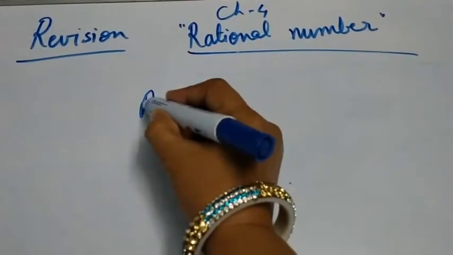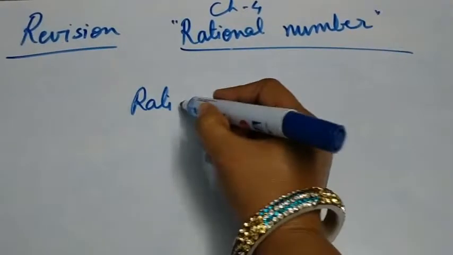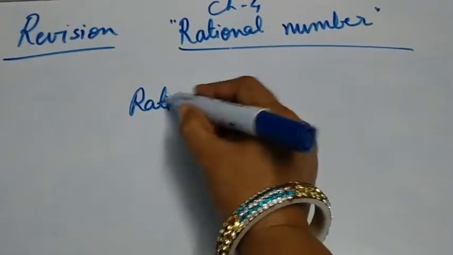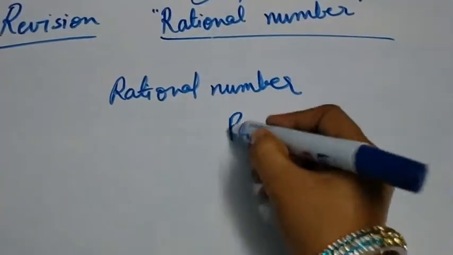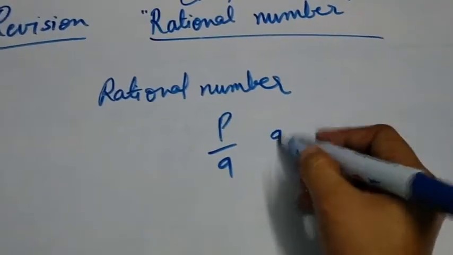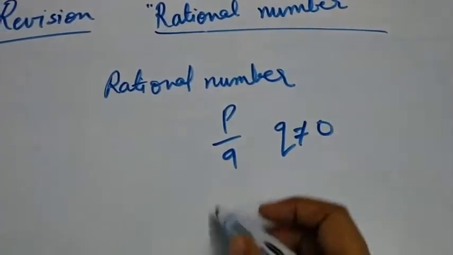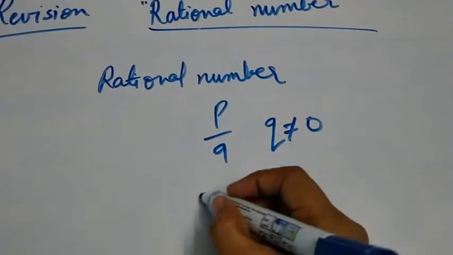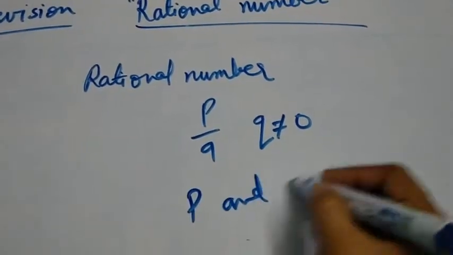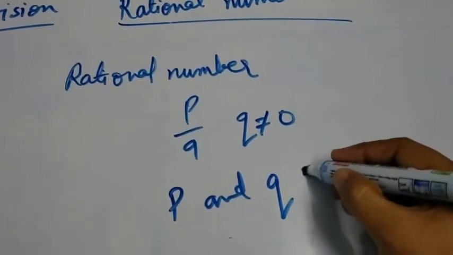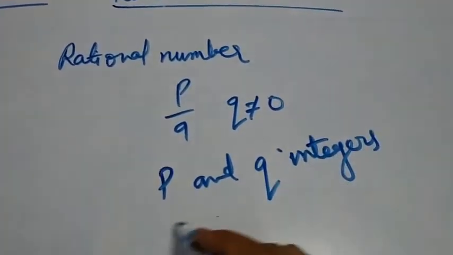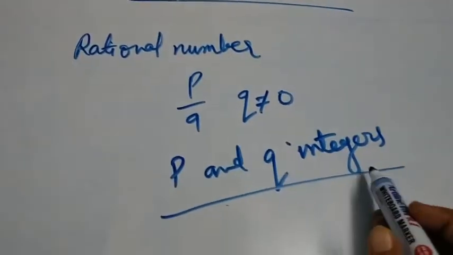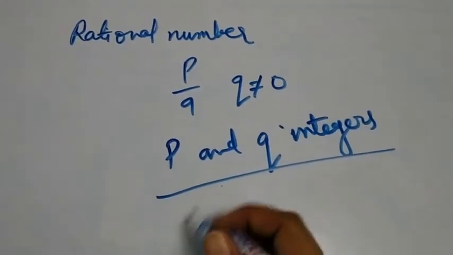Rational numbers are the numbers which can be represented in the form of p upon q, where q is not equal to zero, and p and q are both integers. So p and q are integers means it may be positive or negative.